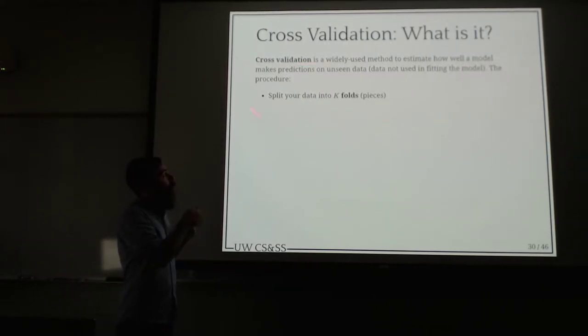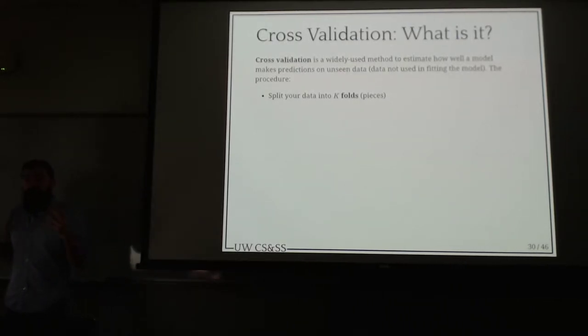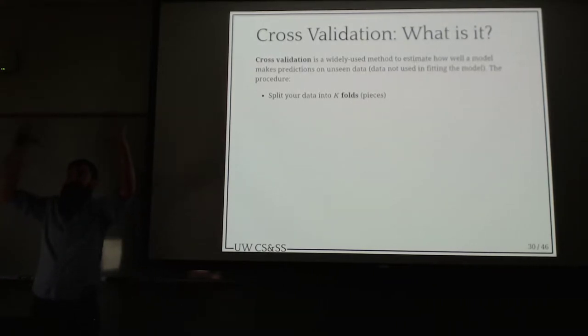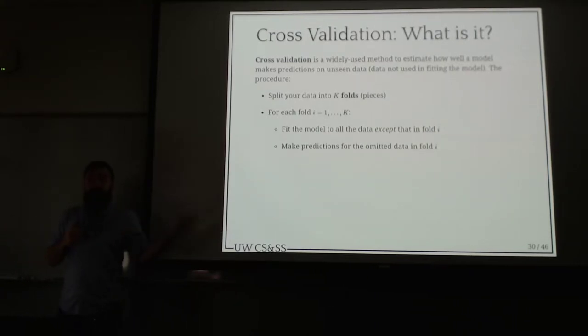So the idea behind cross-validation is you will take your data. Let's say we had 100 observations. We might split it into 10 folds. That is, we would take our 100 observations and each 10 observations would go into what we'd call their own fold. We'd separate it into 10 pieces. Then for each fold, we will fit the model using all of the data except the data in that particular fold. So we would fit a model using 90% of the data. Then we would make predictions on that 10% of the data we left out.